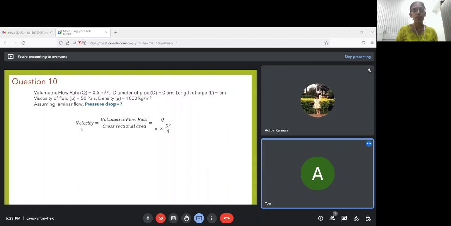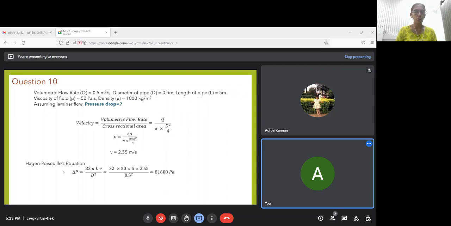First, we need to calculate the velocity of the fluid in the pipe. The velocity of the fluid in the pipe can be calculated by volumetric flow rate divided by cross-sectional area. Volumetric flow rate Q is given here as 0.5 meter cube per second. Cross-sectional area is that of the pipe, which is given by pi into d square by 4, where d is the diameter of the pipe. So if you substitute the values, that is Q as 0.5 meter cube per second and diameter as 0.5 meter, we get a value of 2.55 meter per second as the velocity.